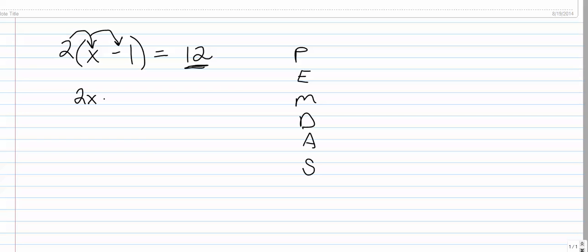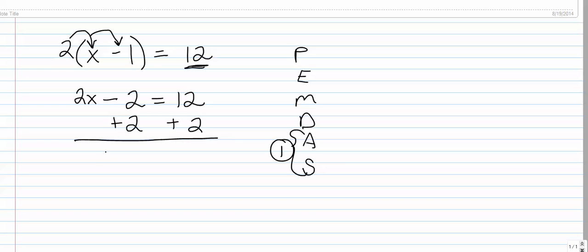Now I am basically at a problem like the last one I did. I start down here at the bottom, and I eliminate addition or subtraction first. Well, I need to eliminate this subtraction, so I need to add 2 to both sides. Whatever I do to one side, I have to do to the other. 12 plus 2 is 14. To undo 2 times x, I have to do division, because division is the only thing that will undo multiplication, and I find out that x is 7.